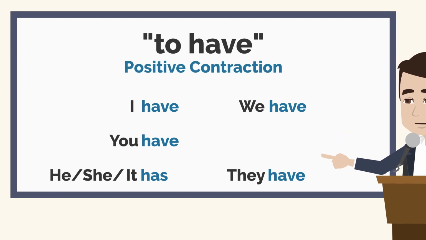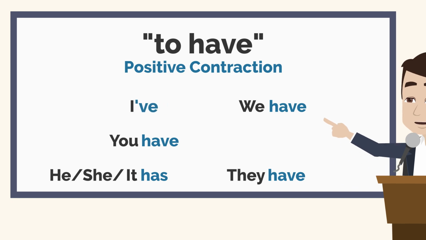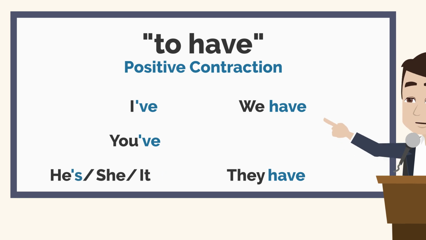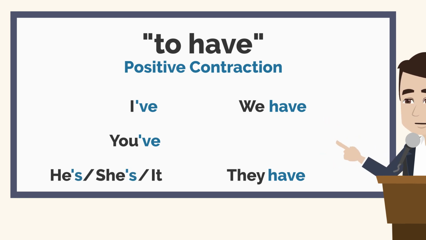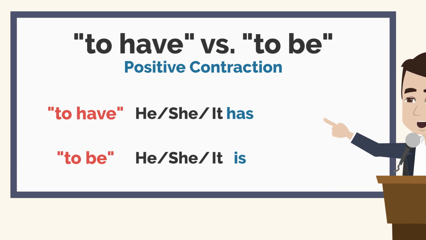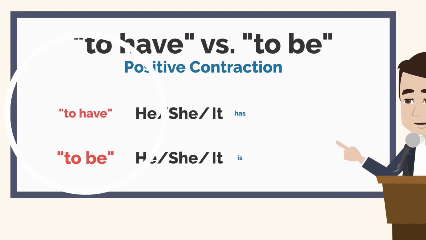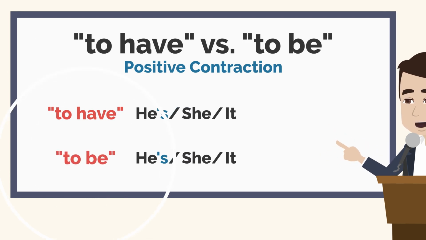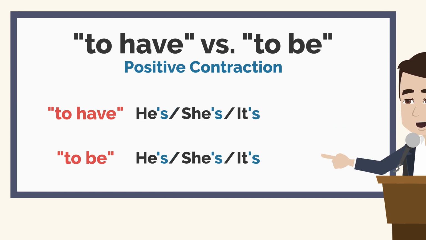For the positive, it is I've, you've, he's, she's, it's, we've, they've. It is interesting to note that the contraction in the third person singular for to have is the same as the contraction in the third person singular for to be. The only way to know which contraction you are using is in context.